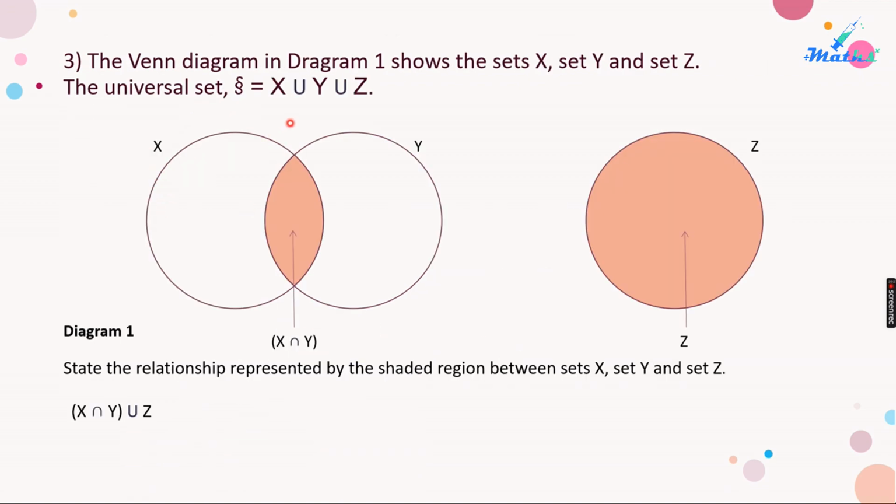3. The Venn diagram in diagram 1 shows the sets X, Y, and Z. The universal set is X union Y union Z. This is a diagram, and the relationship is presented by the shaded region between set X, set Y, and set Z. Here is the intersection for set X and set Y, so we write bracket X and Y. And here is the set Z, so we just write Z because it shares all the elements. So the answer is bracket X intersection Y, union Z.